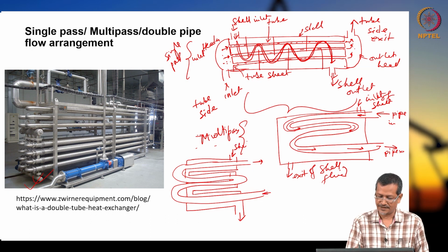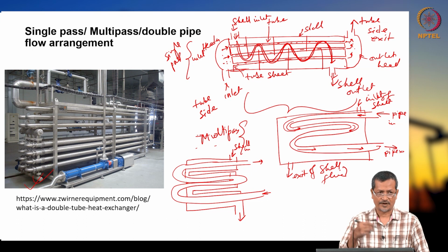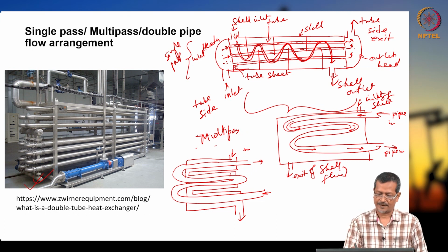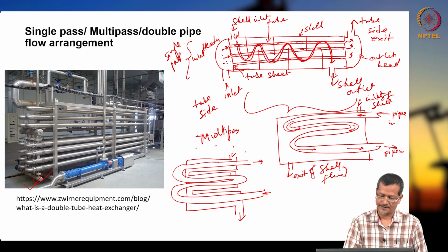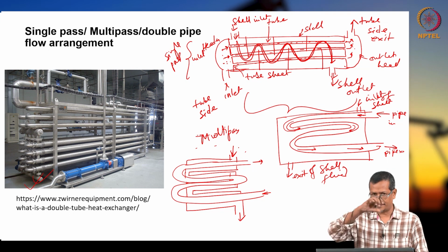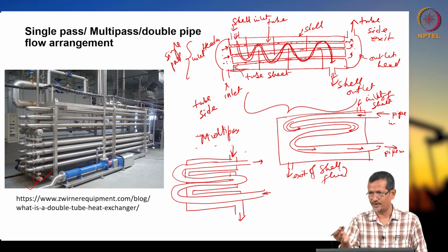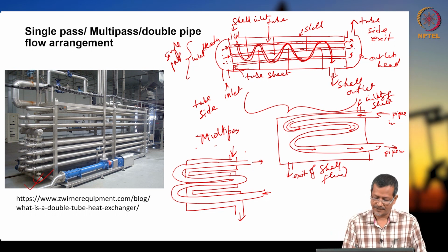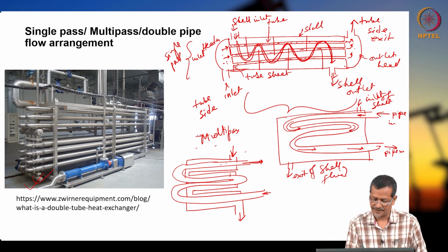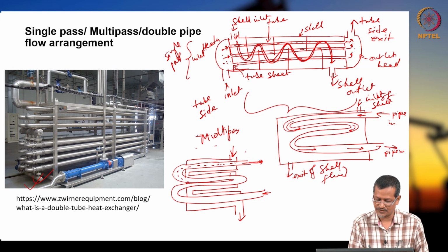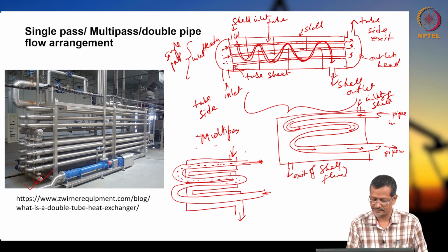Okay, shell in or outer pipe in. Outer pipe inlet is here. So there is one pipe inside, and the outer pipe will be carrying a different fluid with a different temperature. And the inner pipe is here. Let's say I am putting some dots so that it will be more visible.